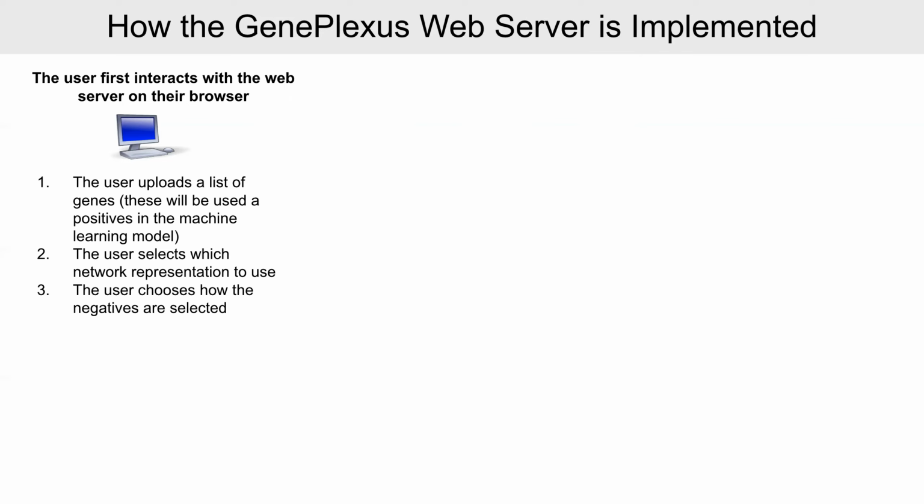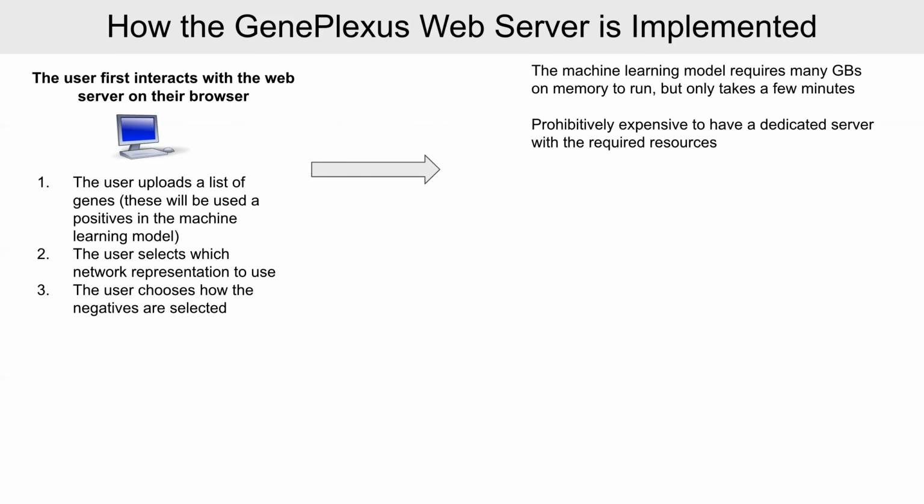Then the user selects which network representation to use and how to select the negatives, whether it's based on diseases or function, biological processes, and we do the negative selection automatically. Then a machine learning model is trained using the list of genes that the user selected. So a user will get a custom trained machine learning model for their problem. However, these models are pretty big, 20,000 features, thousands of examples, so it takes a lot of memory to run these things.